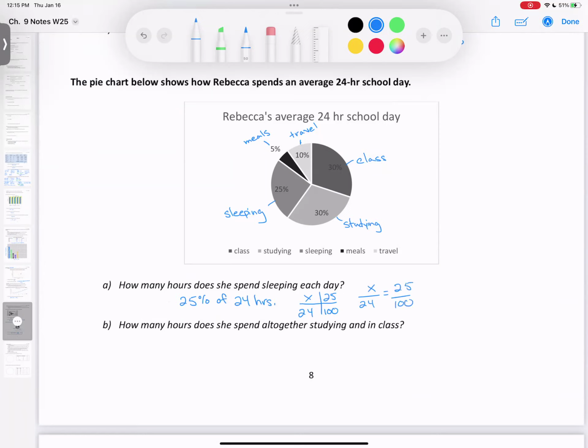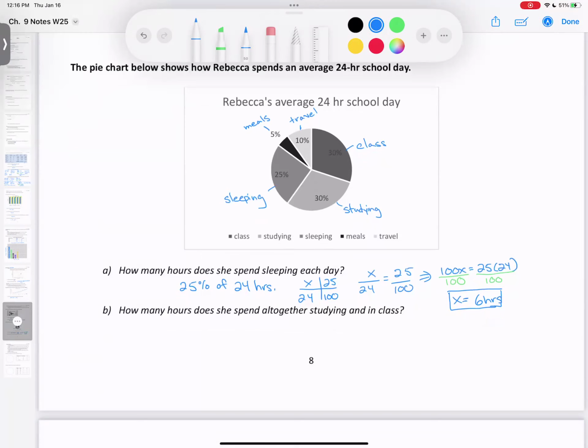And then if you do your cross multiplication, you're going to get 100x is 25 times 24. So we'll divide everything by 100. And what do you get? Get 6. And you may have also done that by thinking, well, half a day is 12 hours, so 25% or a quarter of a day would be 6. So we get 6 hours that she's spending sleeping. I would be grumpy. Okay, next one.